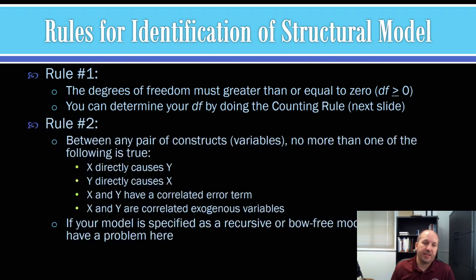The second rule is that between any pair of constructs, so between any pair of variables in our model, no more than one of the following can be true.